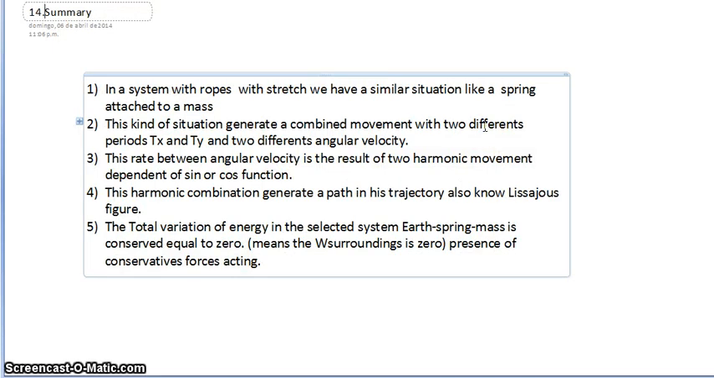This may generate a combined movement with two different periods and two different angular velocities. The ratio between angular velocities is the result of two harmonic movements dependent on sine or cosine functions. This harmonic combination generates a path in its trajectory, also known as a Lissajous figure. The total variation of energy in the selected system of air, spring, and mass is conserved, equal to zero, meaning the surroundings have zero effect, with the presence of conservative forces acting only.